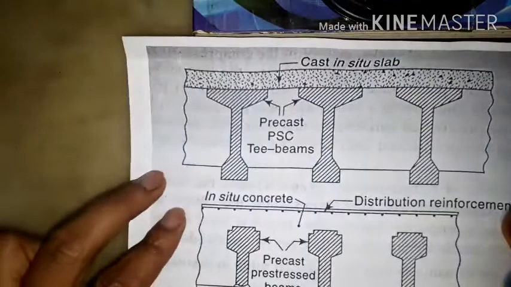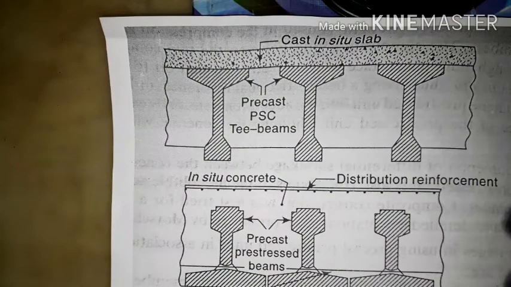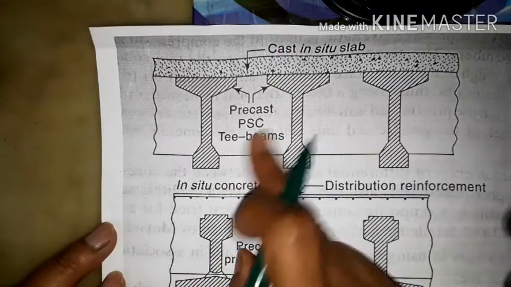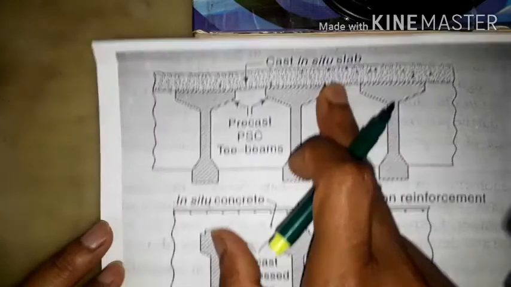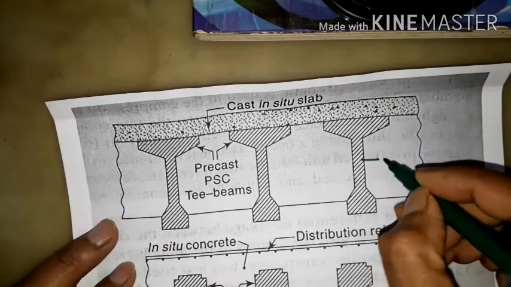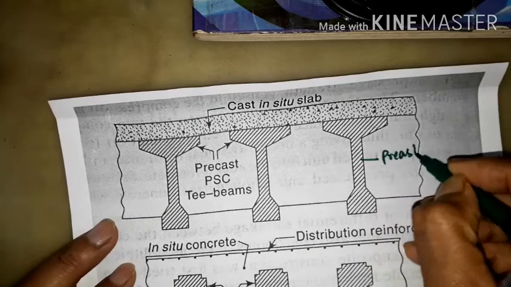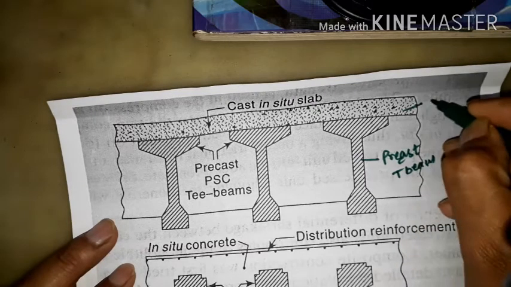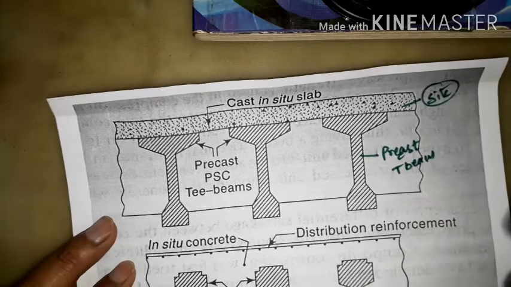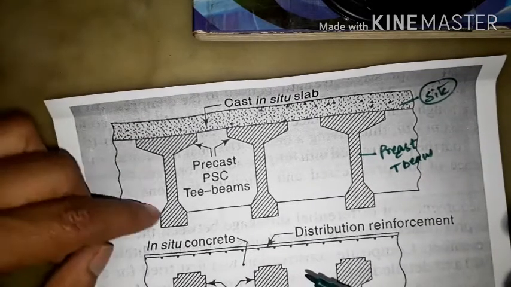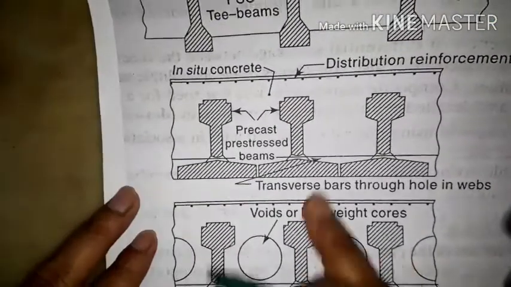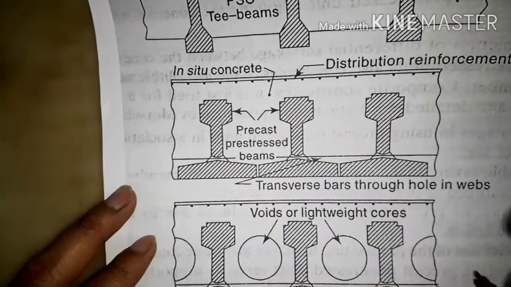Now these are the different types of composite constructions we can see. We have the T section here, precast T beams, then cast in situ slab. So there are two components here, as I told you. This is precast, already cast T beams or girders, and this is cast in situ, cast on site. So these are the two major parts: the precast girder and a cast in situ slab. One more is the inverted T section.